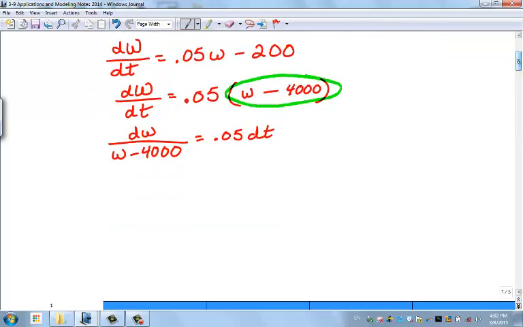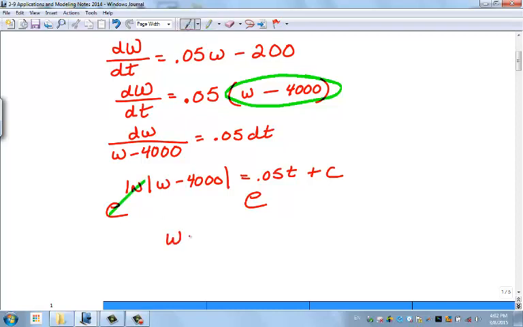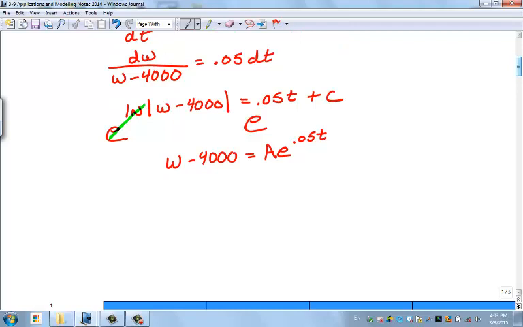Now all we have to do is solve that. It's fairly simple to solve, so we get the natural log of the absolute value of W minus 4,000 is equal to 0.05 t plus c. Of course, now we're going to raise e to the power of both sides, and then we get our arbitrary constant. The plus c basically becomes an e to the c, and then the e to the c becomes an A, right? So basically what we end up with now is W minus 4,000 is equal to A e to the 0.05 t. Let's solve this for W first. W equals A e to the 0.05 t plus 4,000.